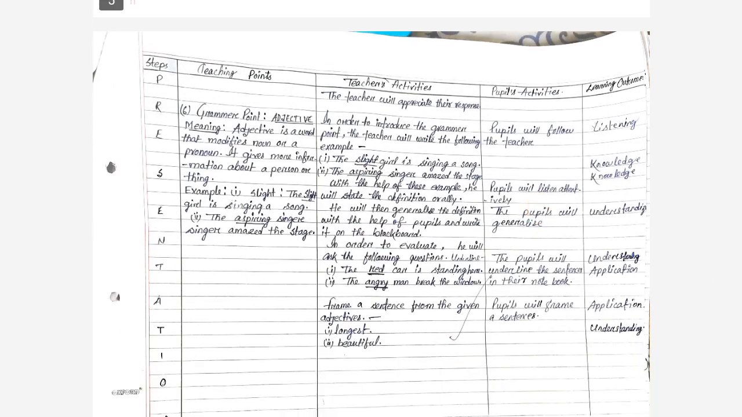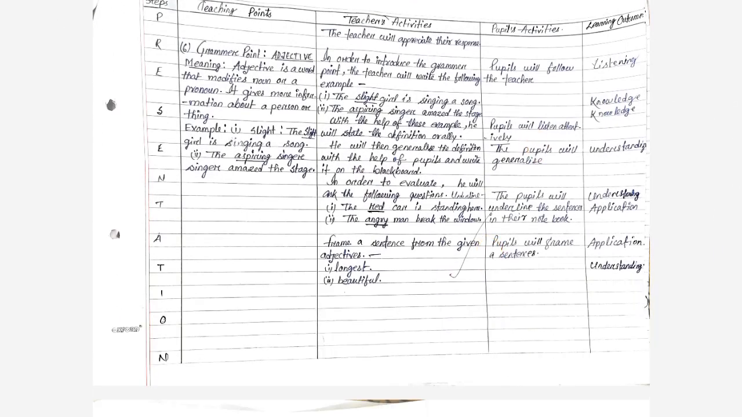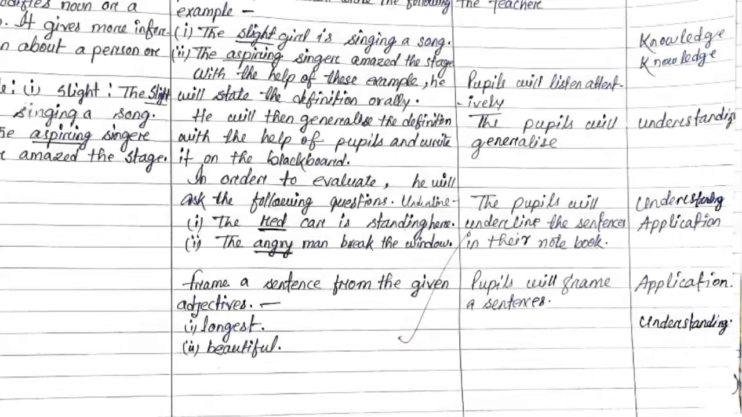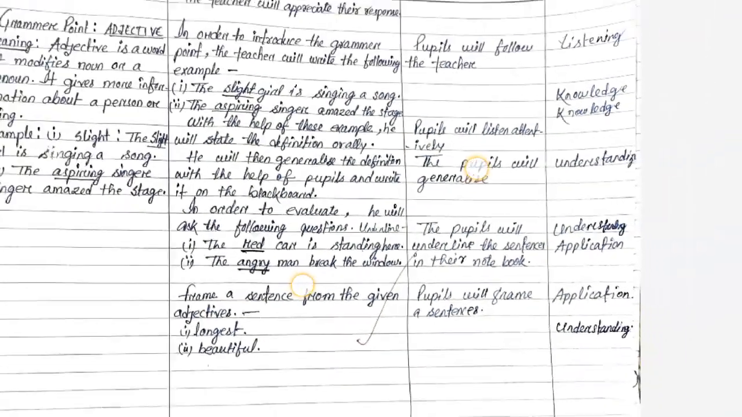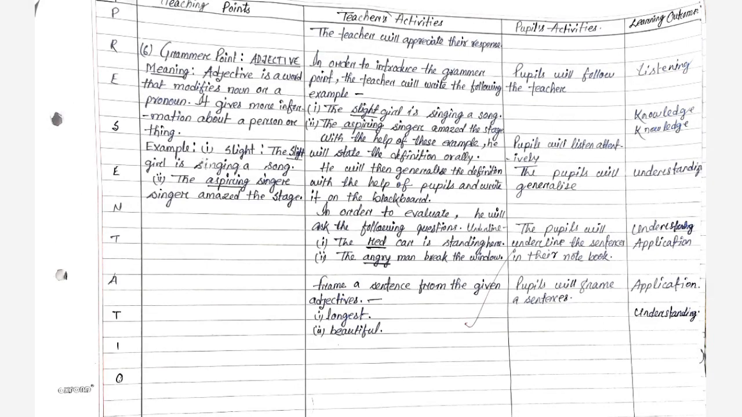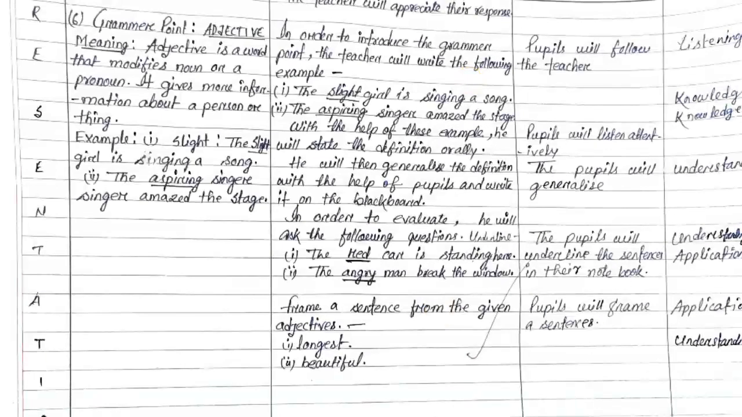Then after explaining with the help of the examples, we have to generalize. The pupil will generalize. With the help of the pupil, we have to generalize the definitions we said before, and then the particular definitions which emerged out of the explanation of the examples will have to be written on the blackboard.